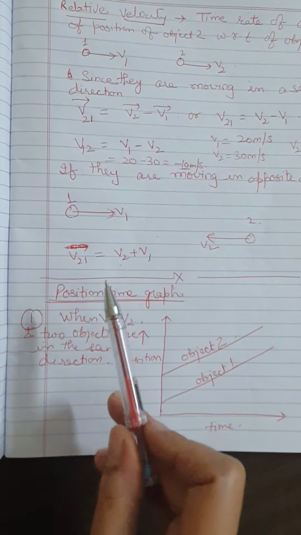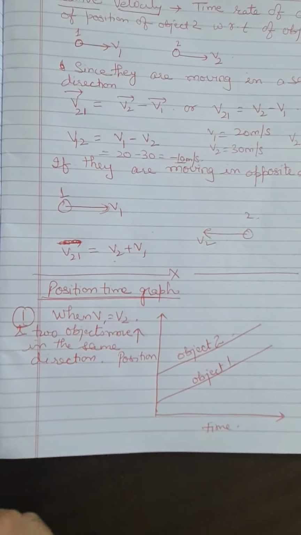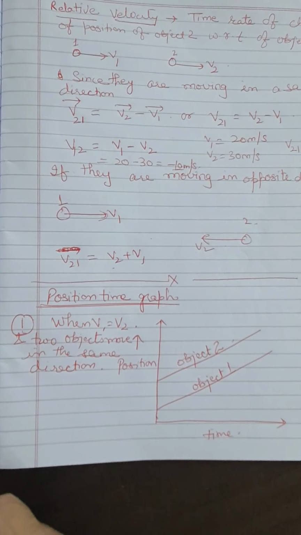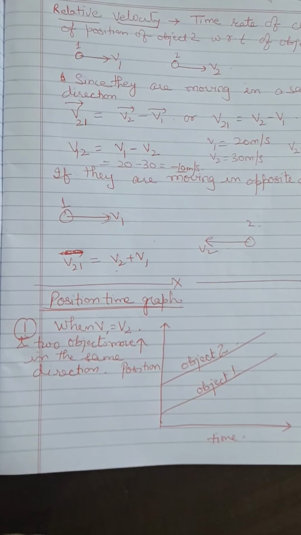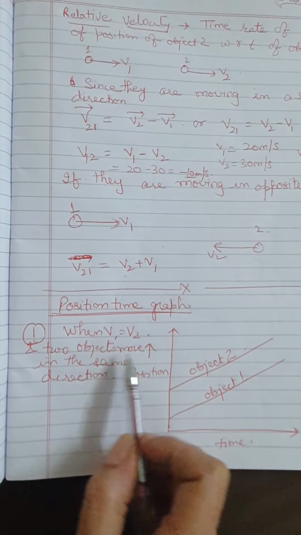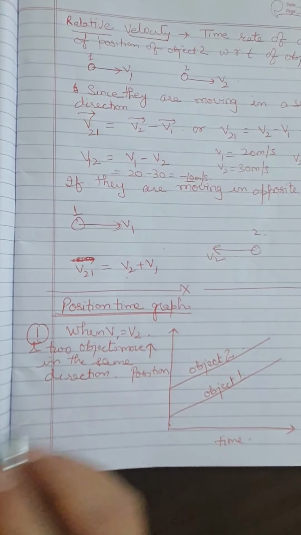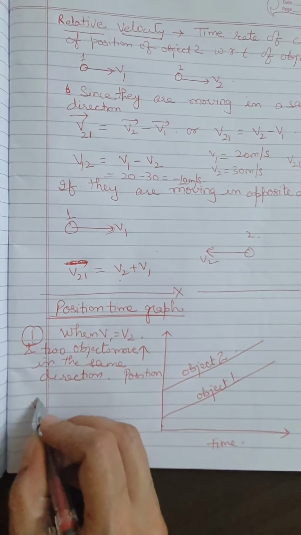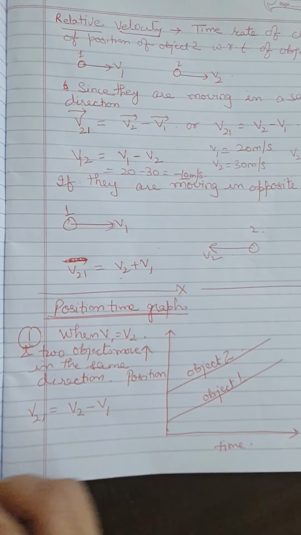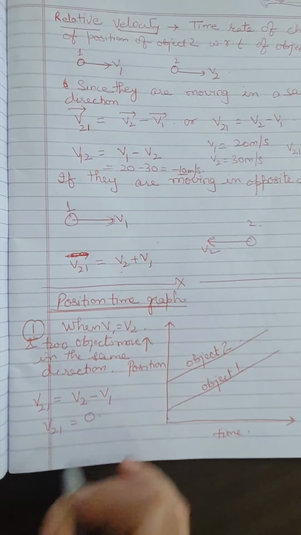Now next is the position time graph for relative velocity. First case is when v1 is equal to v2, means both the objects have the same velocity. And the second point considered here is that the two objects move in the same direction. Relative velocity of 2 with respect to 1 is equal to v2 minus v1. v1 is equal to v2 means relative velocity is equal to 0.